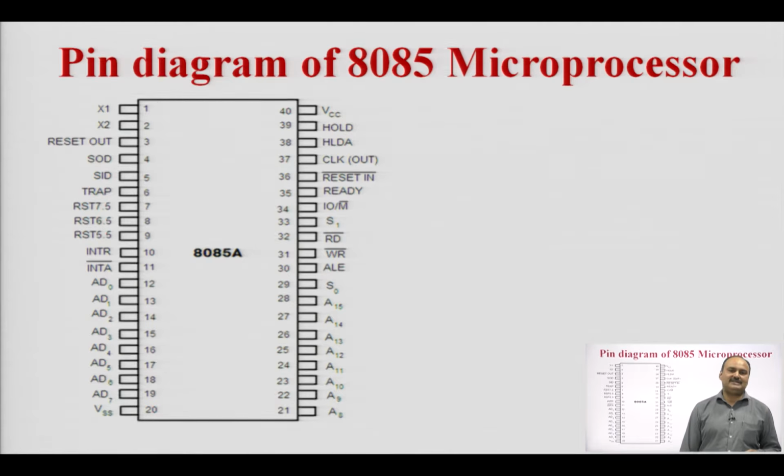In addition to these interrupt signals, the microprocessor will generate an active low interrupt acknowledge signal. This active low interrupt acknowledge signal is generated with the help of pin number 11 of the 8085 microprocessor.